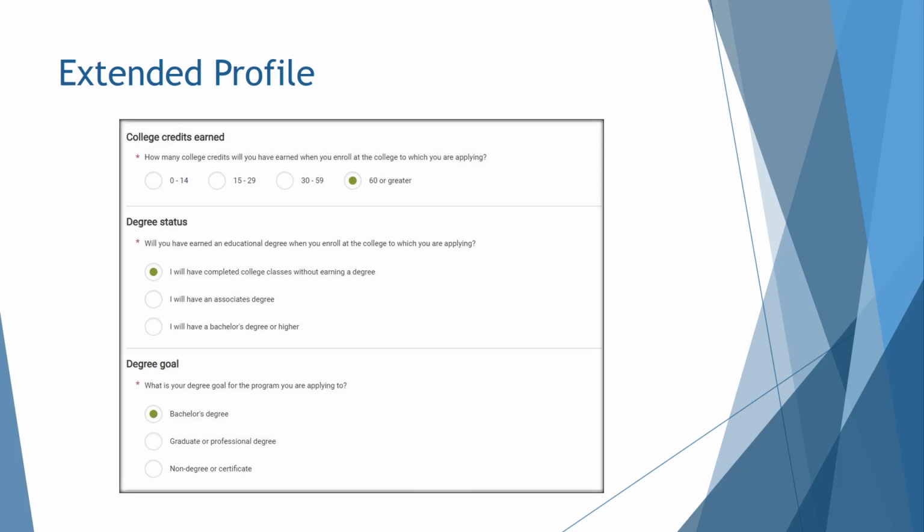Be sure to include accurate information in your extended profile. For instance, make sure that the number of units you select include any future units you will earn before transferring. At many schools, an associate's degree is not required in order to transfer. Check the admissions requirements for each university you've chosen.